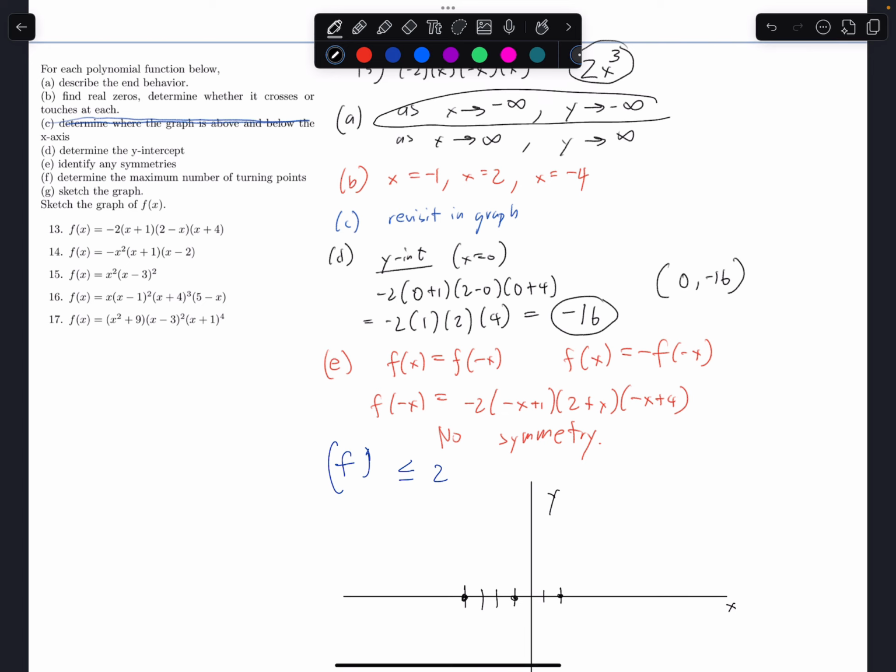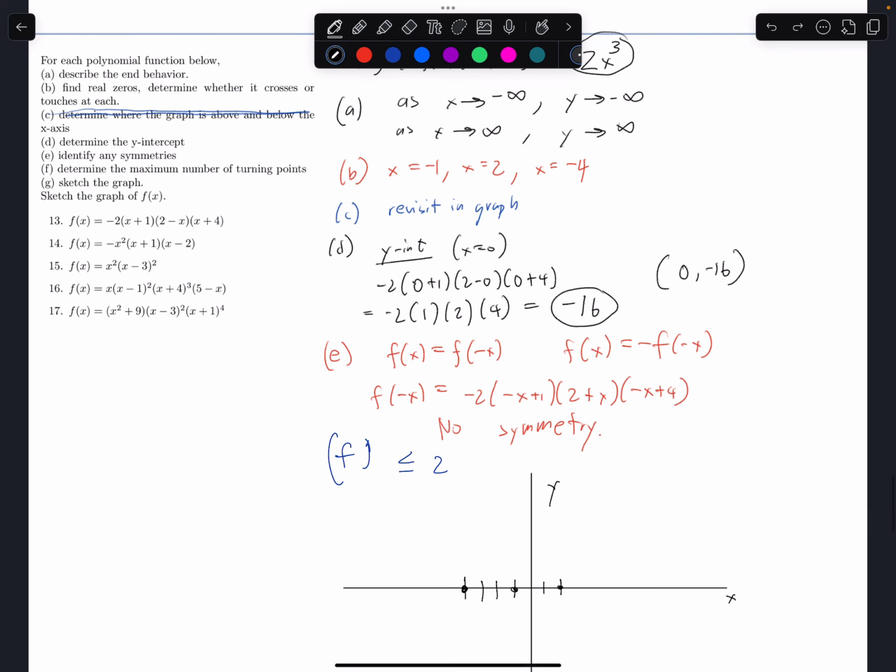End behavior to the left is negative. So it should approach that first point from negative. And remember, these are all single multiplicity. So I forgot to write this, but this is a cross. It crosses every single time. So let's do our graph in red. It crosses through that first point, turns around, crosses through the second one, turns around, crosses through the third one.